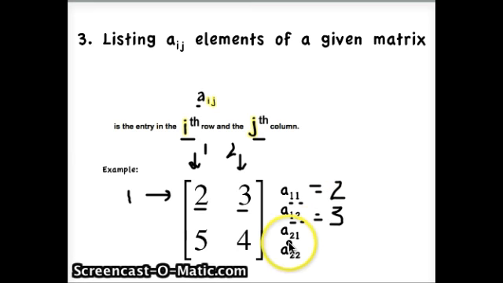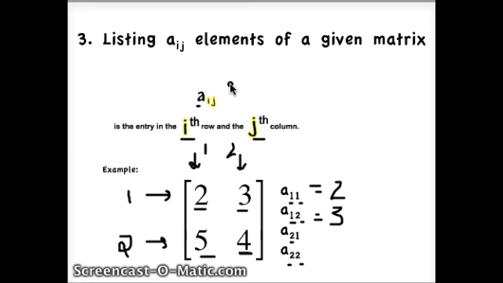Now this one is the second row, first column. So we have our second row and our first column. That would be 5. This would be second row, second column. That would be the last variable that we have, 4. This is just a way to write which entry or element we are referring to. Remember, it's always rows by columns.